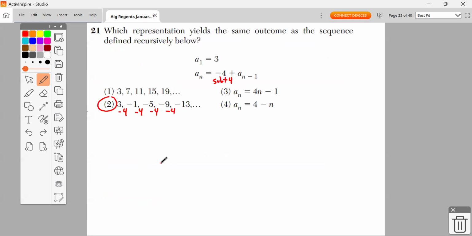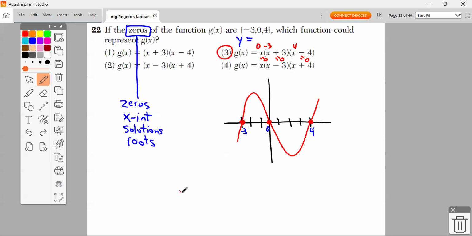In question number 21, which represents the same outcome as the sequence defined recursively here? We're starting off with 3, all right? And then we are subtracting 4 each time from the previous number. So -4, -4, -4. A sub n minus 1 means the previous term. So we're adding -4 to the previous number, or you could say subtracting 4. So -4, -4, -4, -4. Choice number 2 matches it.